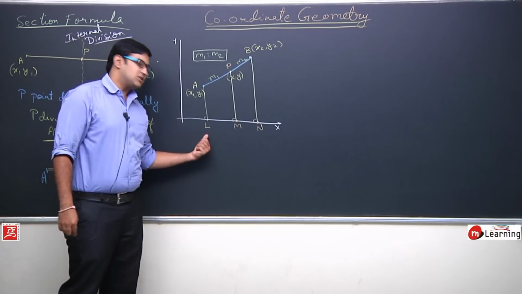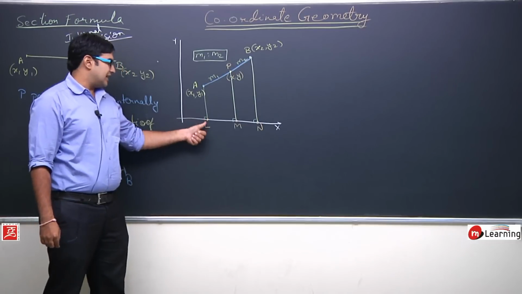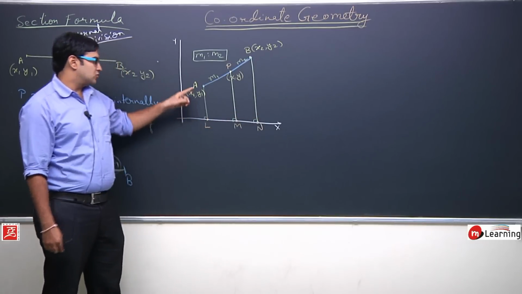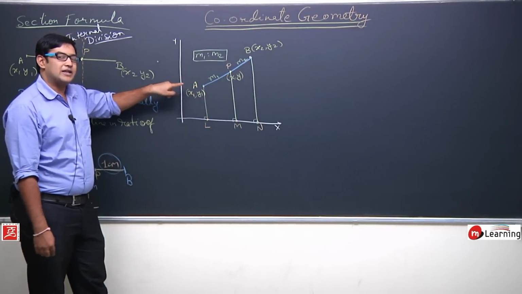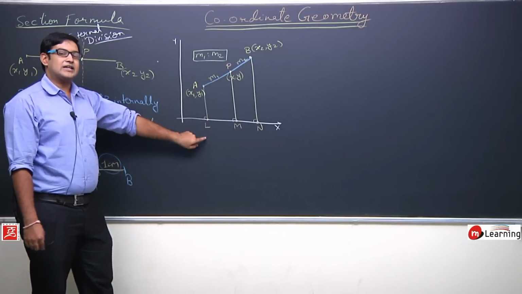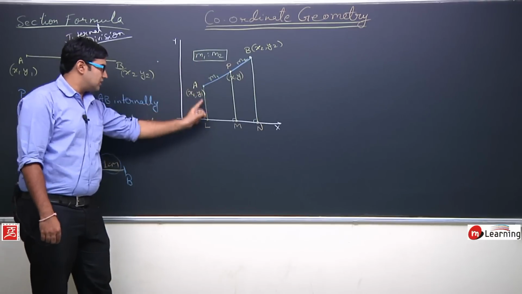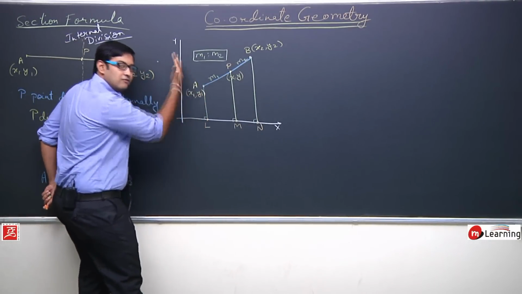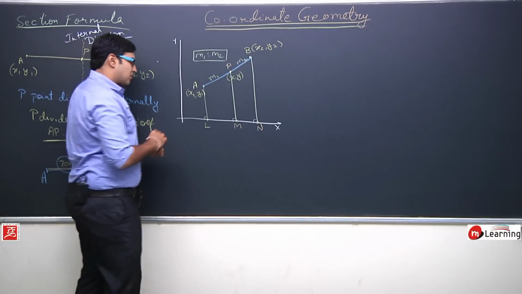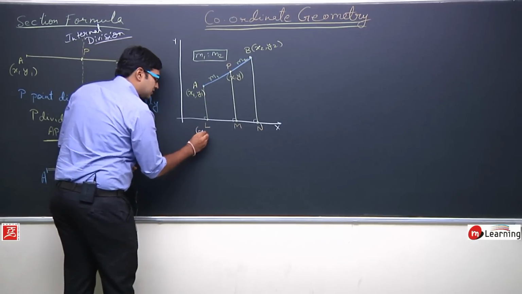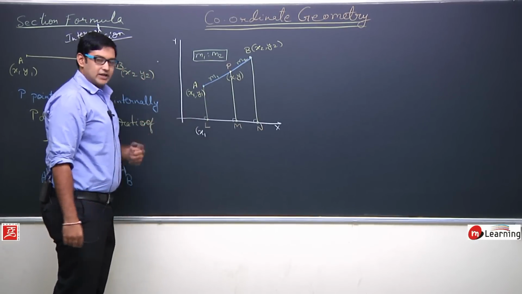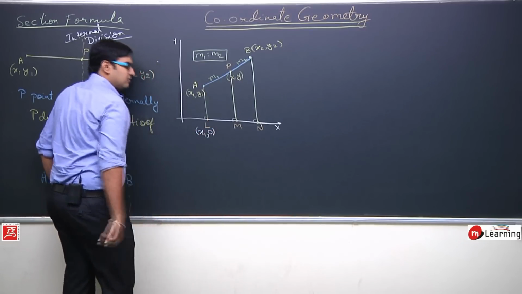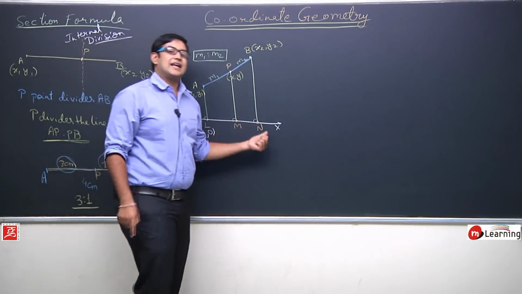Now what will be the coordinates of point L? Since you can see that this line is perpendicular to the x axis, whatever be the x coordinate of A will be the x coordinate of L, because these 2 points lie on the same perpendicular. It is a line which is parallel to the y axis. So the x coordinate of L will be x1. But what about the y coordinate? The y coordinate of L will be 0 because it lies on the x axis.